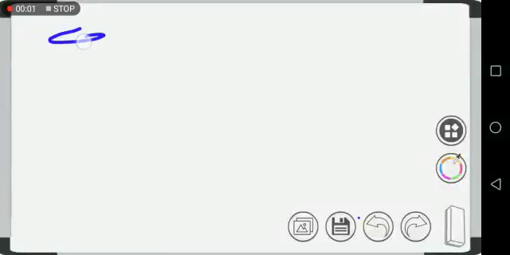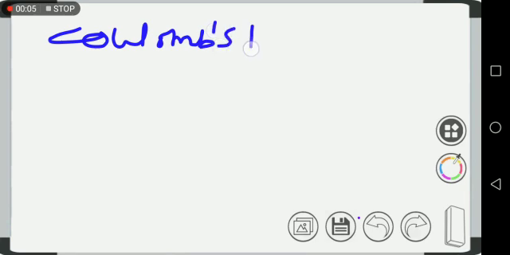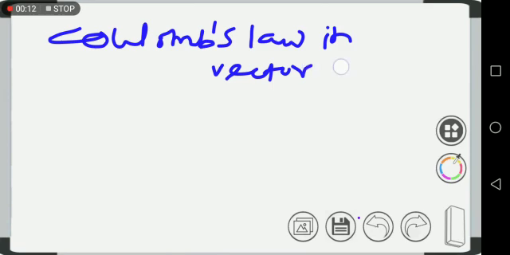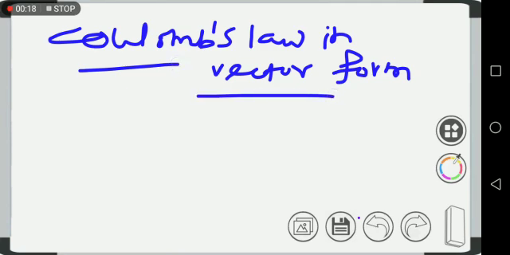Coulomb's law in vector form. Because Coulomb's force, or any force, is a vector quantity, we must know the vector form of this force, which exists between two charges q1 and q2 having distance of separation r between them.